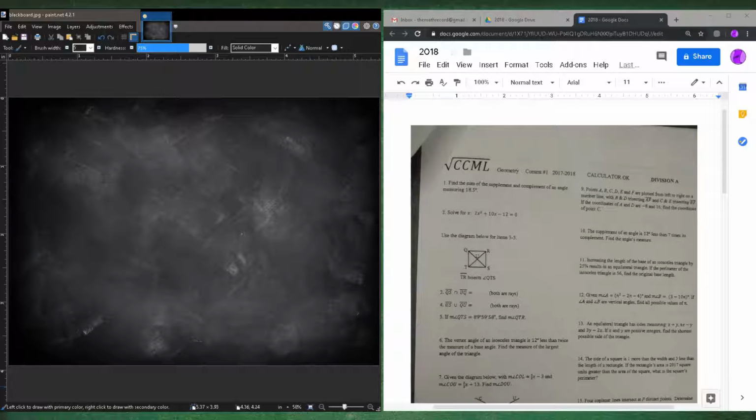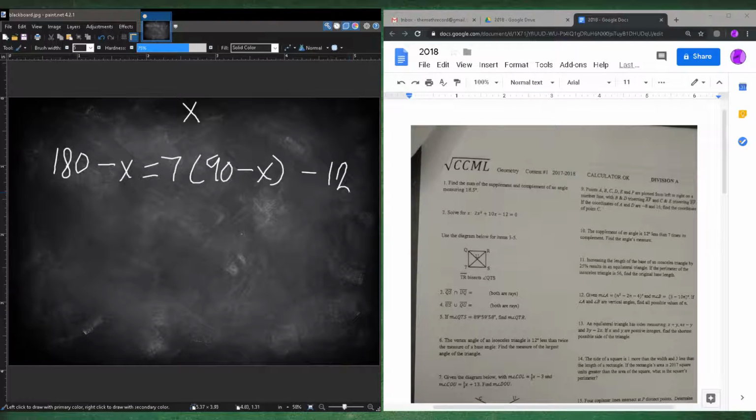Let's go to number 10. The supplement of an angle is 12 less than 7 times its complement. Let's say our angle is x. The supplement of an angle is 180 minus x. And they said that this supplement is 12 less than 7 times its complement. So 7 times the complement, which is 90 minus x. The complement is 90 minus x. 7 times the complement, and then it's 12 less than that, so it's minus 12.